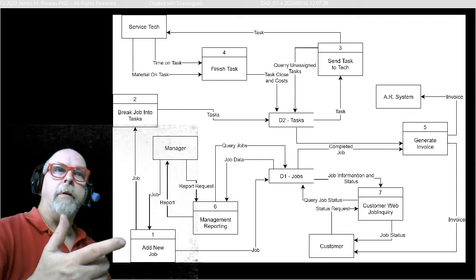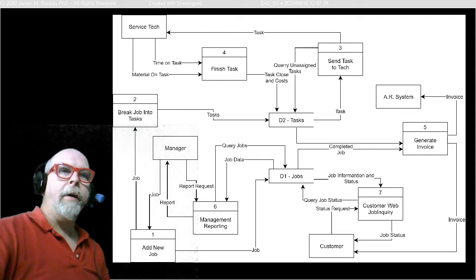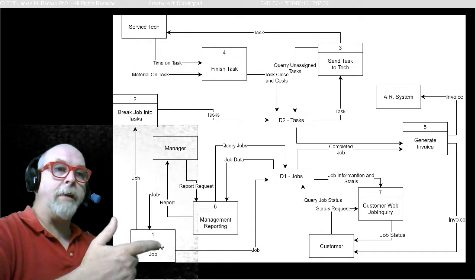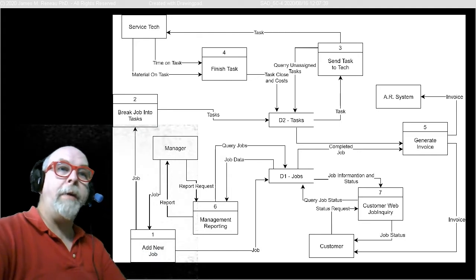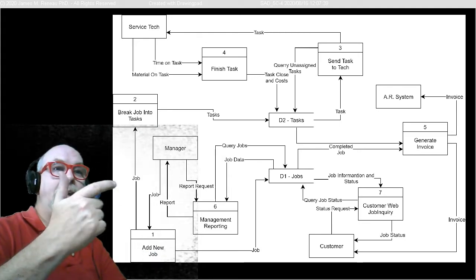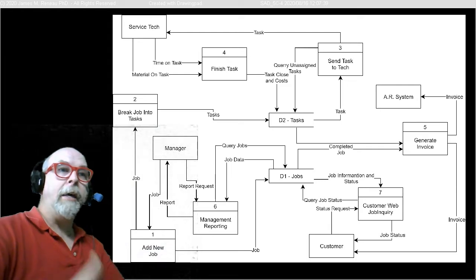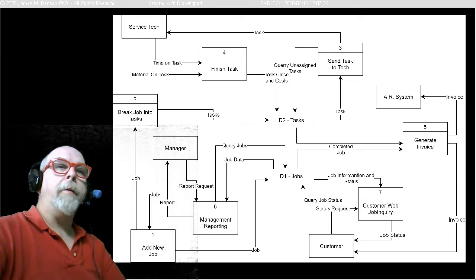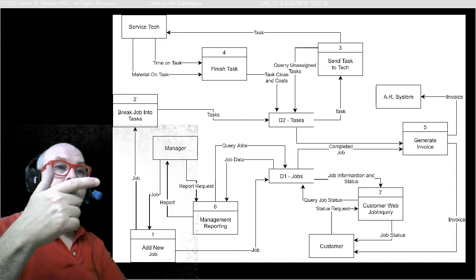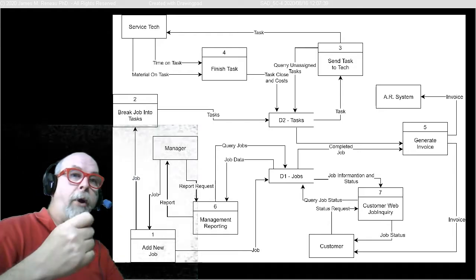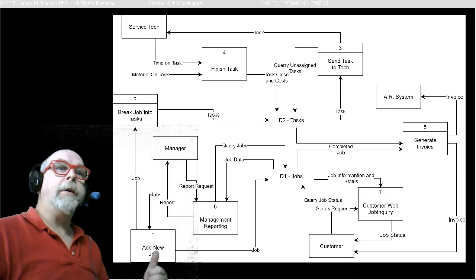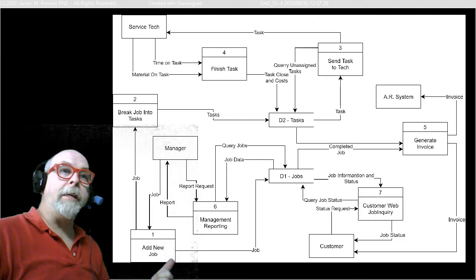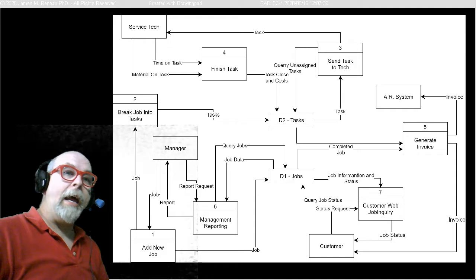The tech then posts his time and post materials, which would be on the finish task, which updates the task. Then you can see the customer inquiry, for instance, the customer has a status request, and he does that through the customer web inquiry system that retrieves data from jobs and sends the data back to the customer. When a job is completed, the generate invoice process happens periodically, gets a list of completed jobs, and then the invoice would go out to the AR system and the customer.